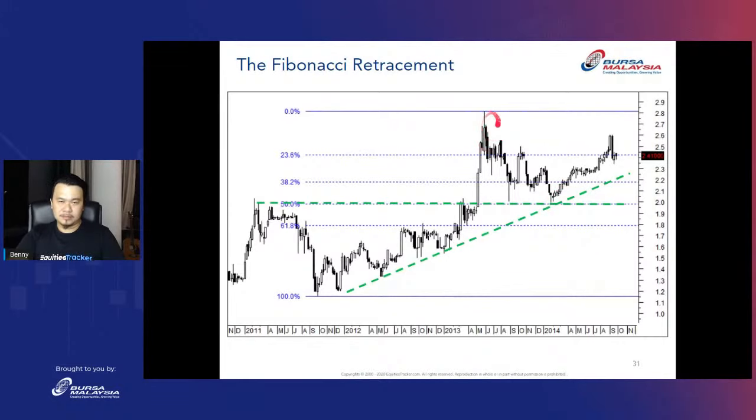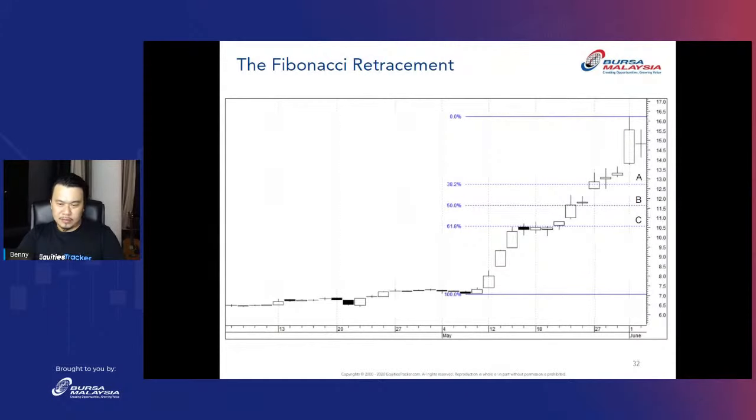Now I'm going to show you one more recent example. I think for those of you familiar with this chart, you know what chart this is, right? This is one very strong movement chart. This is May, a 1 month chart. The price moved from 7 ringgit to 16 ringgit, right? So that's nearly 140% gain in 1 month.